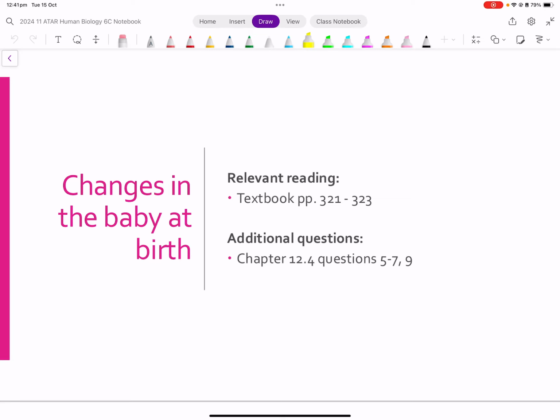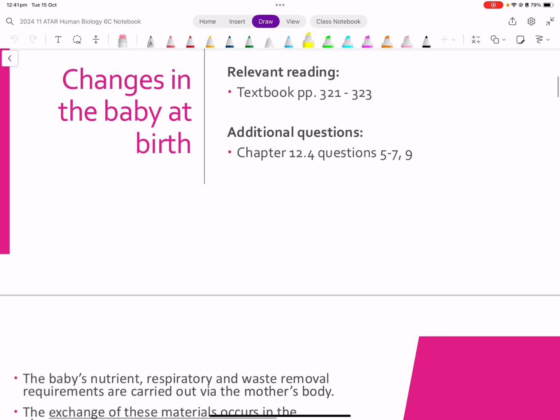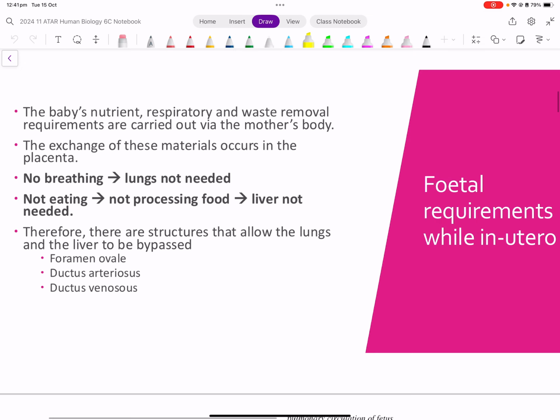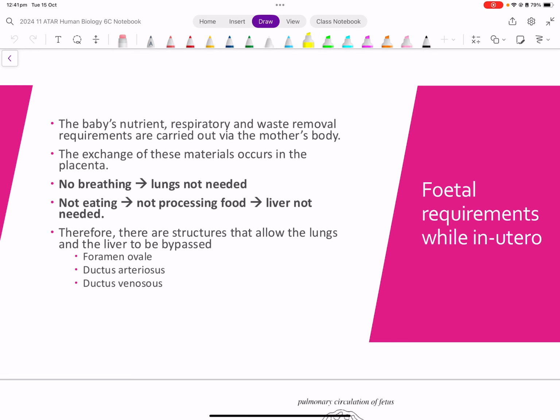In this lesson on human reproduction, we're going to have a look at some of the changes that occur in the baby at birth. These changes in particular are going to be looking at the fetal circulation. So, in order for us to see the changes, it's important we understand what are some of the requirements of the fetus at birth.